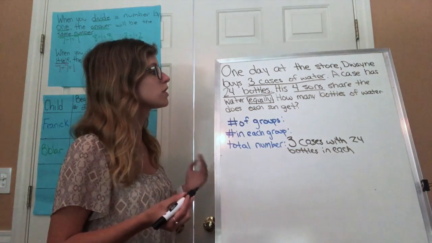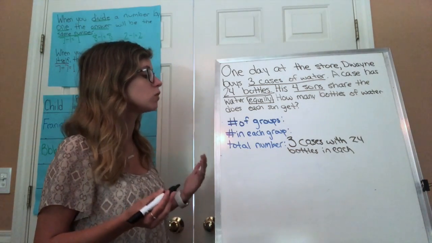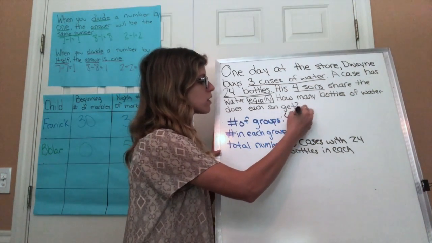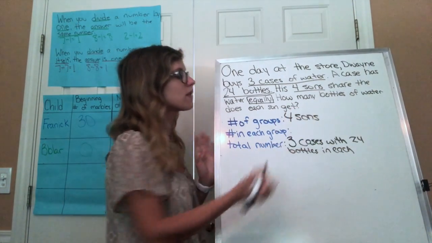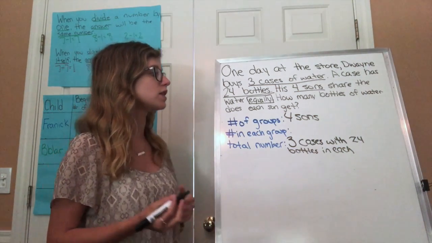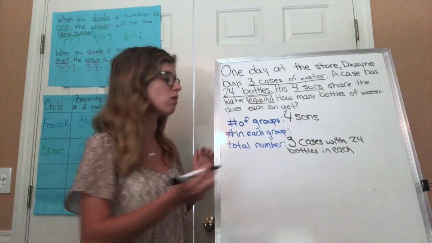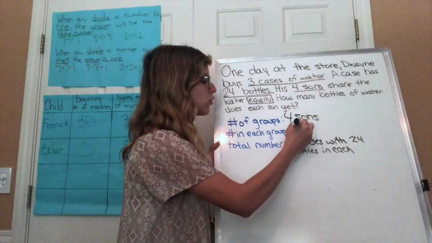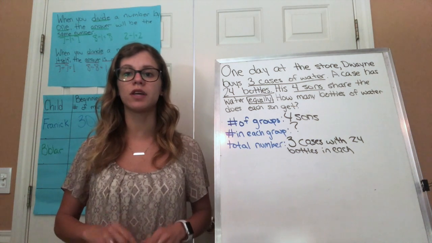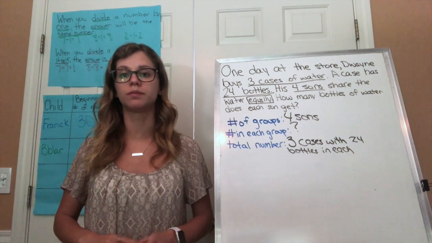Then it says his 4 sons decide to share the water equally. So I know that the number of groups is the 4 sons. Each son is going to get the same amount of water. Then it says, how many bottles of water does each son get? So what I'm trying to figure out is the number in each group. Pause me and think about what I need to solve first in order to solve this story problem.